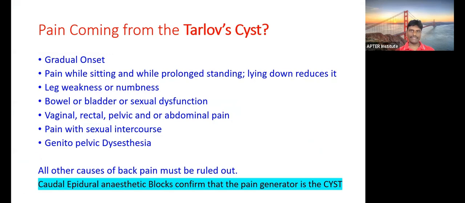Once you clinically confirm that the pain is coming from the Tarlov cyst, you can refer the patient to the surgeon. The surgeon will do an epidural block. He will be specifically doing a caudal epidural anesthetic block. And with that block, if the patient has significant pain relief, like 70 to 80% of the pain relief after the injection, then it is a double confirmation that the pain is really coming from the Tarlov cyst. And that can let the patient and the surgeon decide the next course of action.